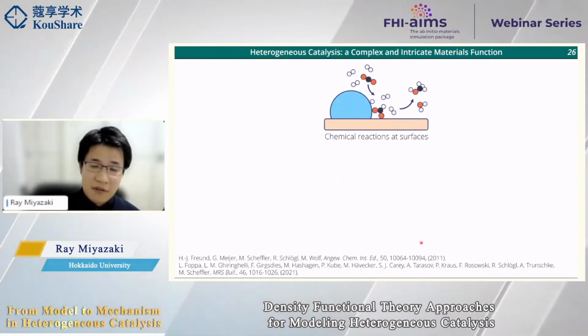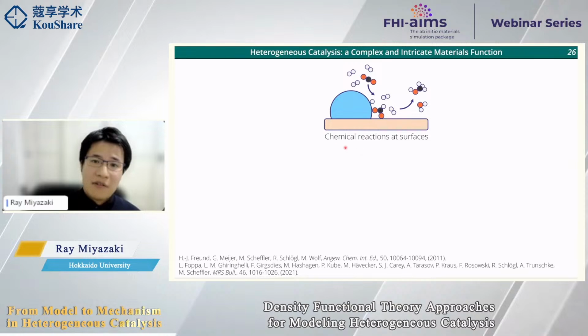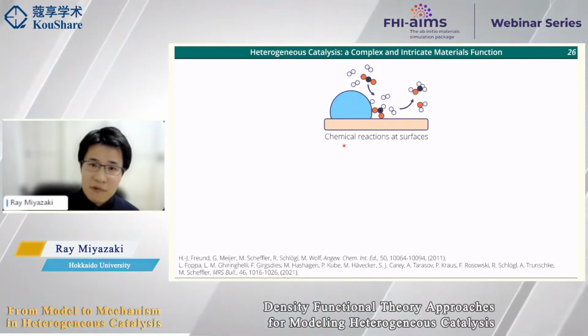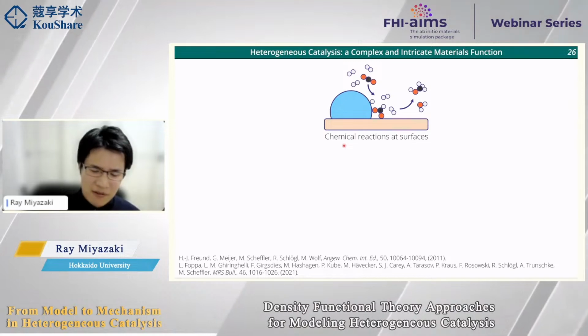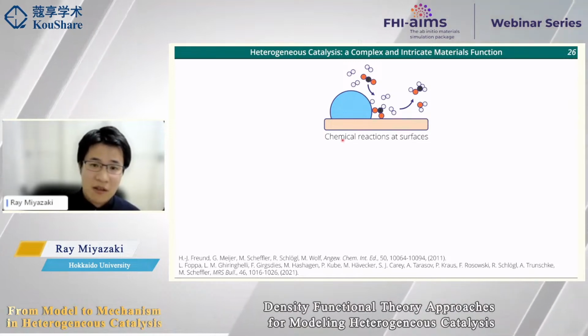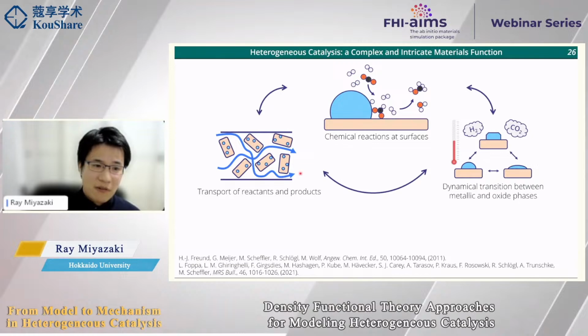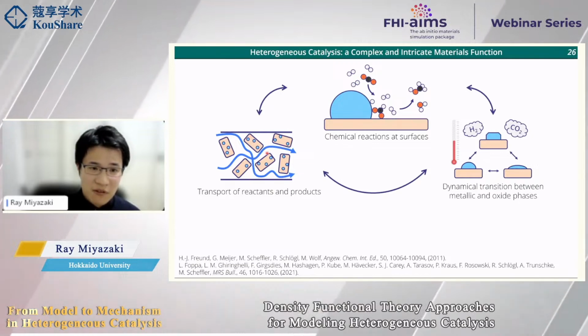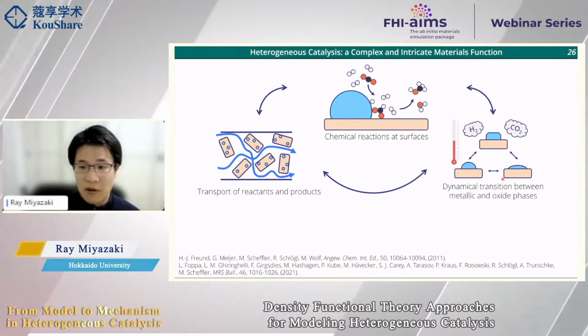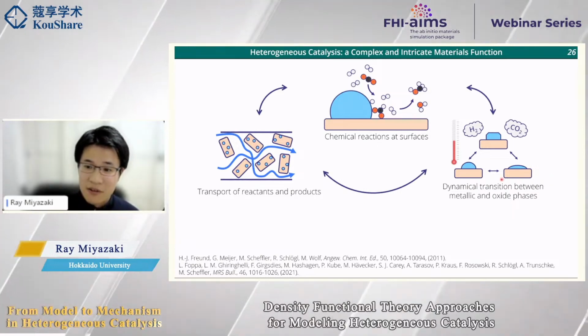And actually, as you can see here, DFT calculation is very powerful for investigating atomic scale processes, that is, the atomic chemical reactions at the surface. DFT is less suited for the multi-scale processes. For example, transportation of the reactant and product gases in the experimental reactor is a macro scale process, and reconstruction of the catalytic material under realistic experimental conditions is a meso or micro scale process.